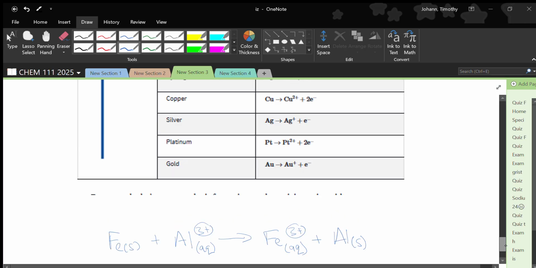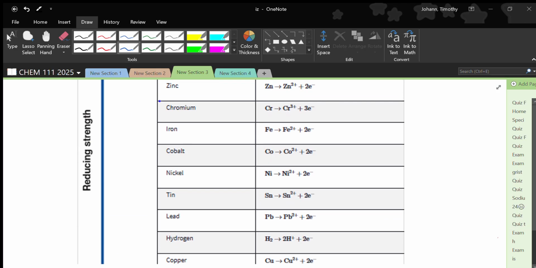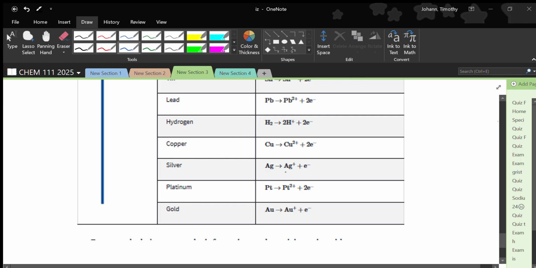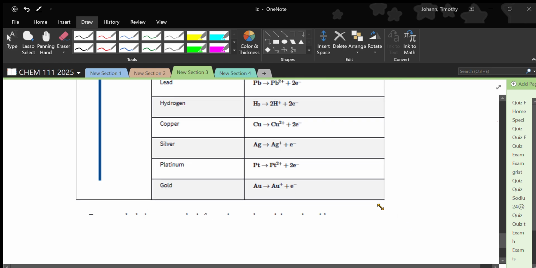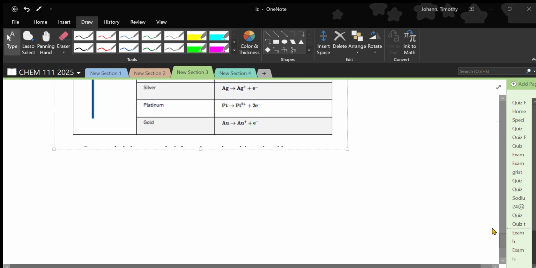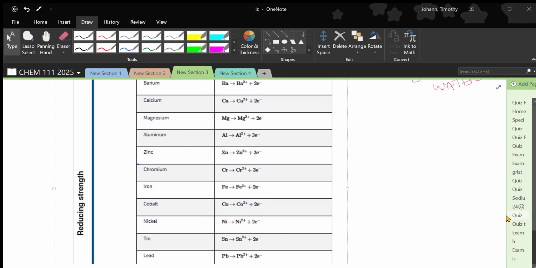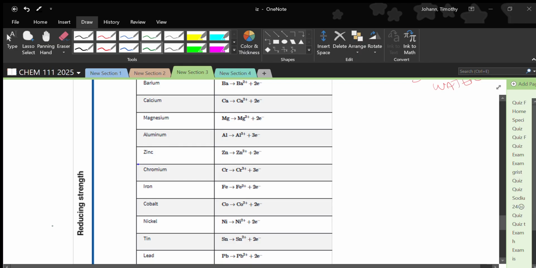All right, so when we think about our activity series here, I'm going to make this smaller. If you have a computer and you want to bring up your book, this is in, I think, section 5.5. I need to get enough of this on here that we can talk about it. And then we talk about reducing strength. Reducing strength means more likely to give up electrons, more likely to reduce something else.